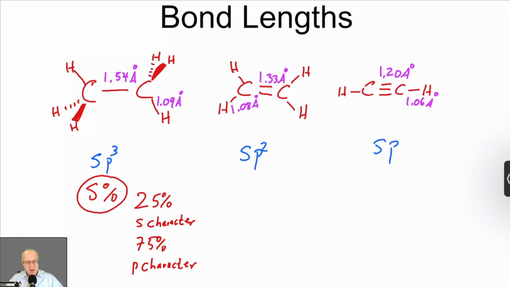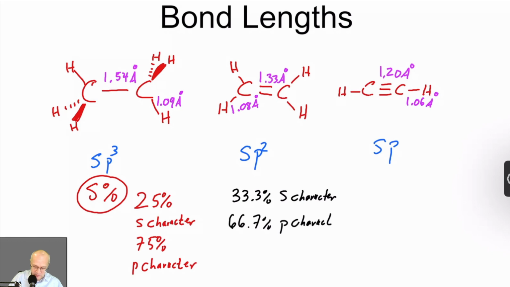and not quite as fat or as wide. Remember, s orbitals are spheres, so they're going to give you some fat character. They're going to make you bigger, more rounded, if you will. So let's look at sp2. sp2 now has 1 part s, 2 parts p. So that's 33.3% s character and 66.7% p character. So now they have more s character and less p character.